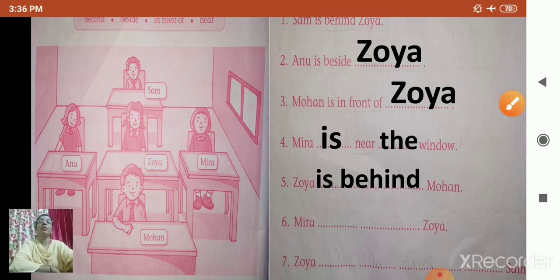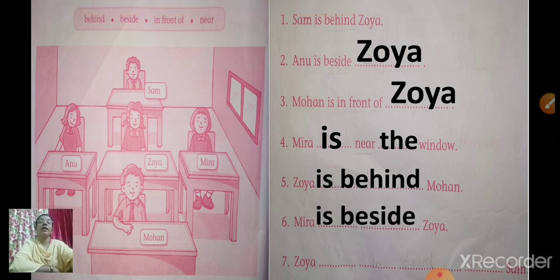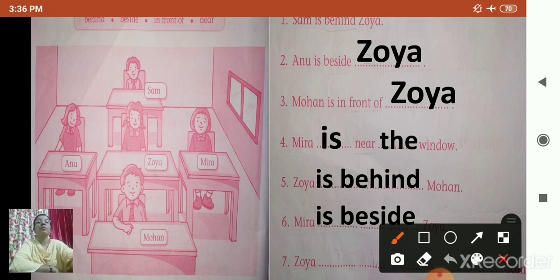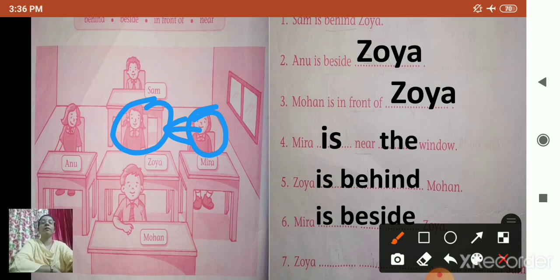Now next one, number 6. Meera, Zoya. Let us see. Meera is beside Zoya. Can you see Meera? She is Meera, and this one is Zoya. So Meera is beside Zoya.